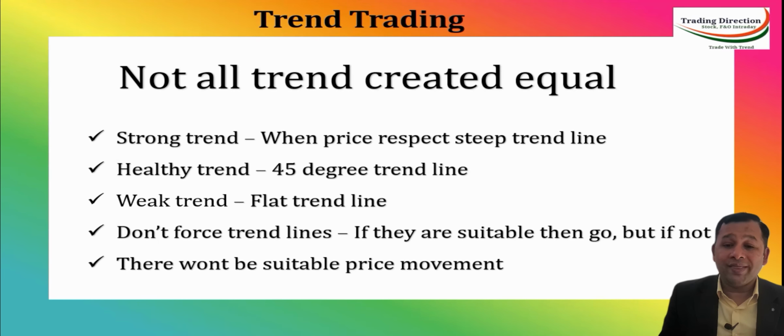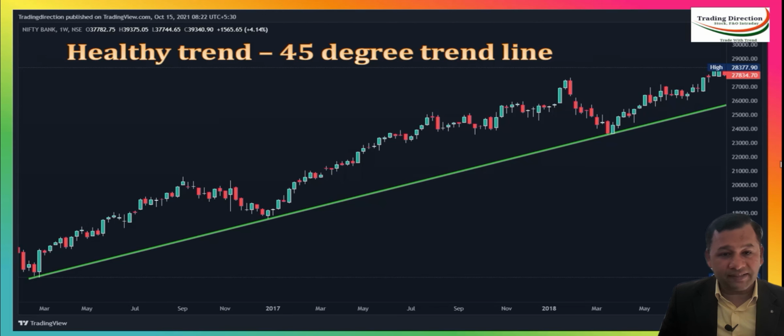Strong trade when the price respects a steep trend line. Healthy trade when it forms a 45-degree angle, and a weak trade when the trend line is flat. Don't force trend lines. If they are suitable, then only you go, but if they are not, there won't be suitable price movement. A healthy trend line example: this is a 45-degree trend line which is very healthy, and this is a bounce and a steep, very fast pullback is observed. The one thing you should learn, this very fast pullback may be observed.